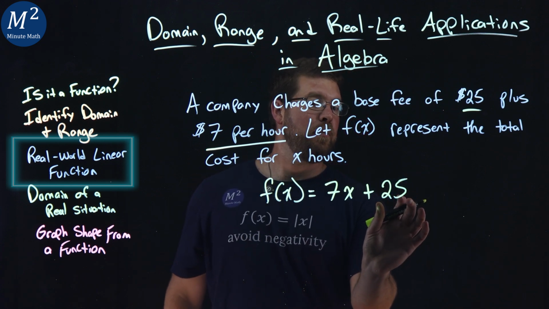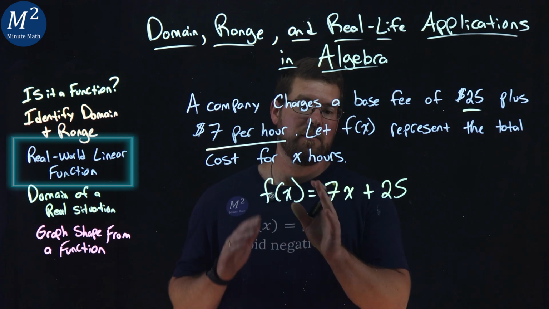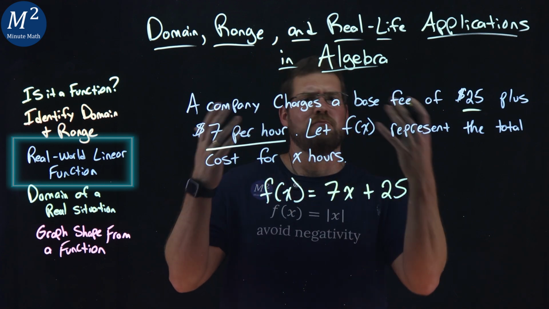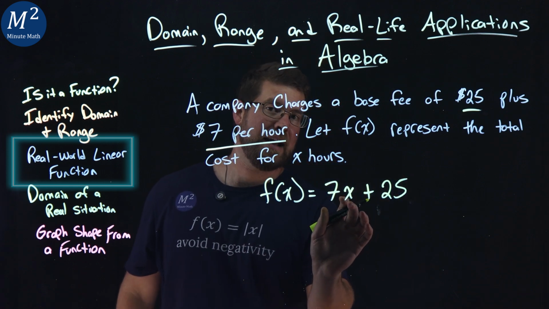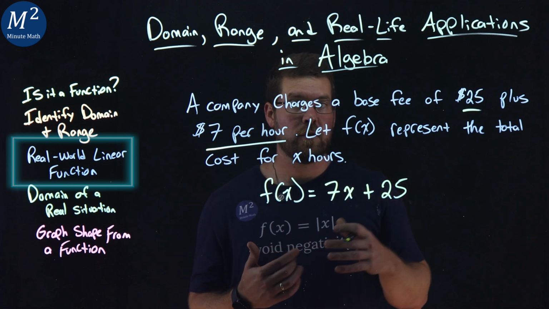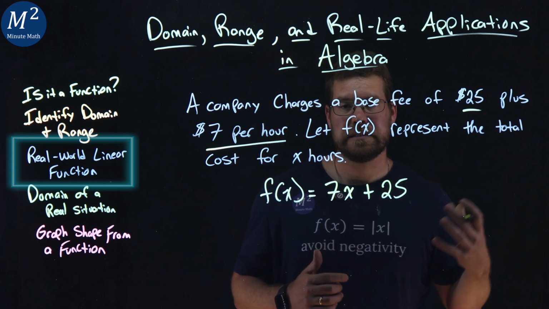So again, we have our base fee of $25, and then the variable changing fee based on how many hours we're borrowing whatever the item is. It's $7 per hour, and that x value changes, and that will increase. So as you rent for longer, this will increase, but that one base fee stays the same.